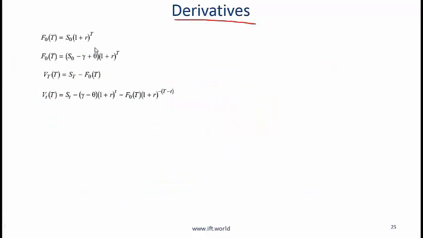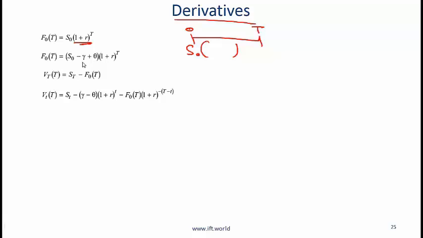Moving now to derivatives. Here is the pricing formula for forward contracts. If we have a forward contract where there is no benefit and no intermediate cash flows, this is time 0, this is time T, then the forward price is equal to the spot price at time 0 compounded at the risk-free rate. Now what if we have a benefit associated with the underlying asset?